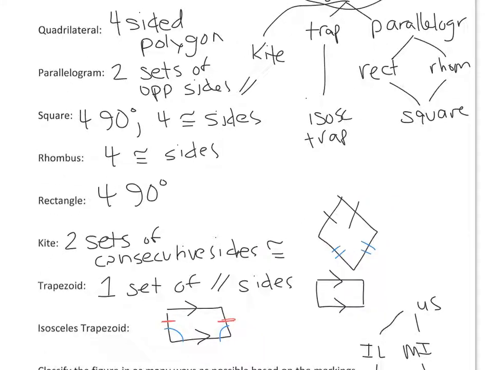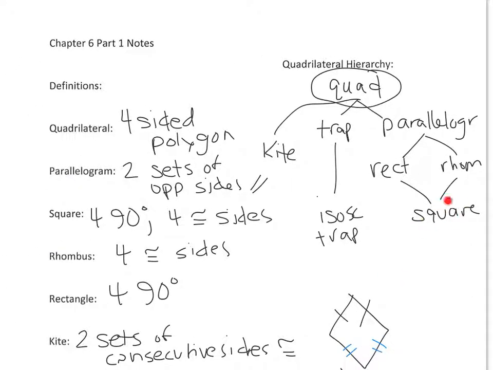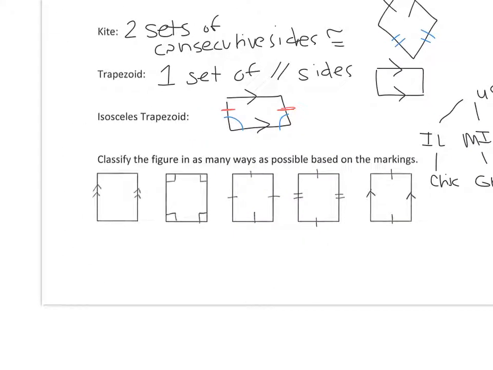So now let's go back up here. If you're a square, right here, then you would write rectangle, rhombus, parallelogram, and quadrilateral. If it's a trapezoid, you would write trapezoid and quadrilateral. If it's a kite, you would write kite, quadrilateral. That's what it means to classify as many. So looking at these markings, I see that there are two sets of opposite sides parallel, so it's called a parallelogram, and which also makes it a quadrilateral.